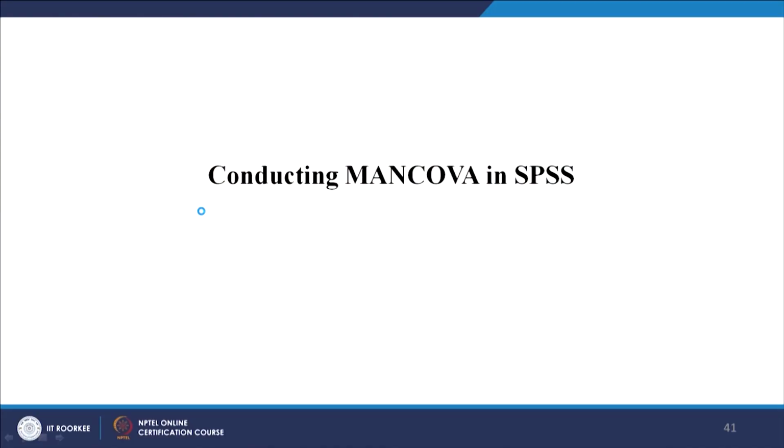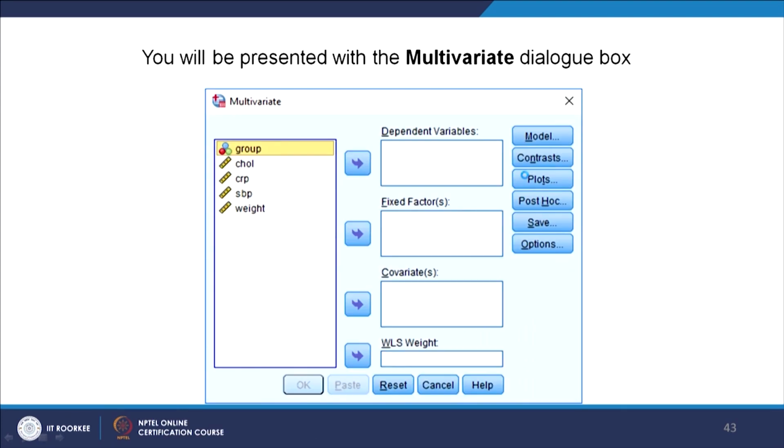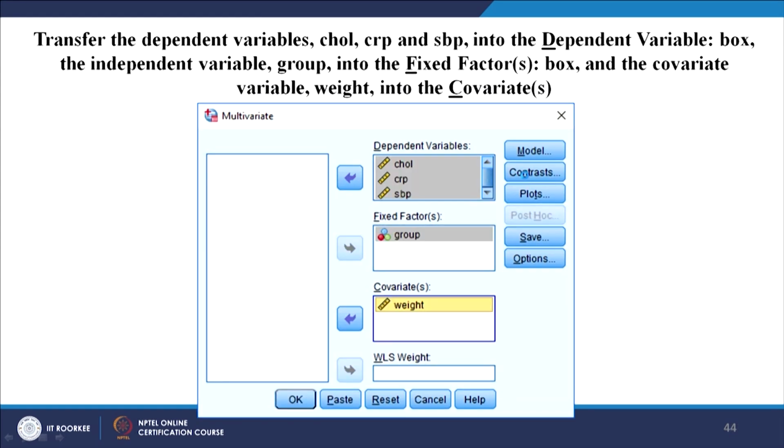So, what is next? How to conduct the MANOVA in SPSS. Here, go to General Linear Model. Earlier when we were doing ANCOVA, we went for the univariate, but this time, since we have more than one dependent variable, we go for the multivariate. Then you take all these variables as earlier. We have taken, let us say, cholesterol, the CRP protein and the blood pressure as dependent variables, the group of activity as the factor, and weight as my covariate, right.